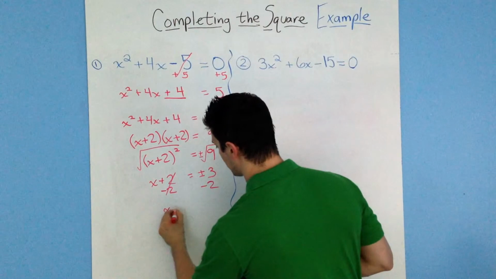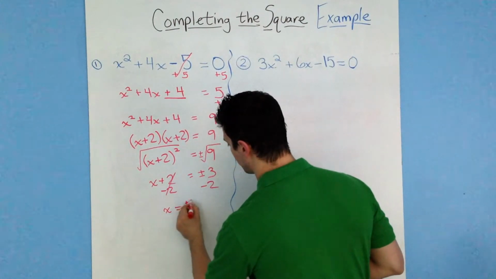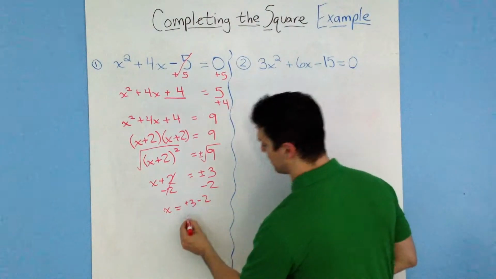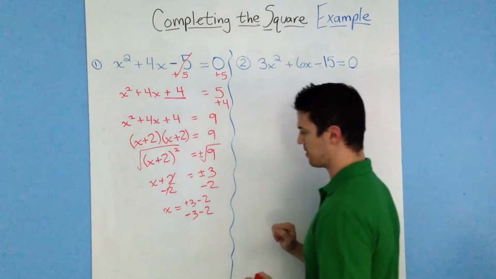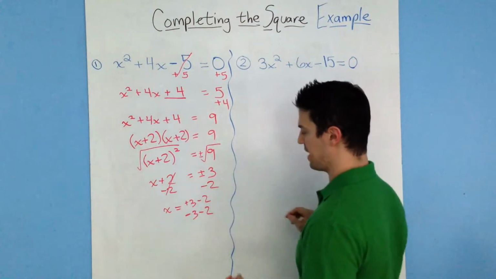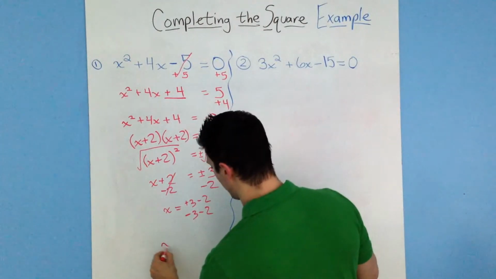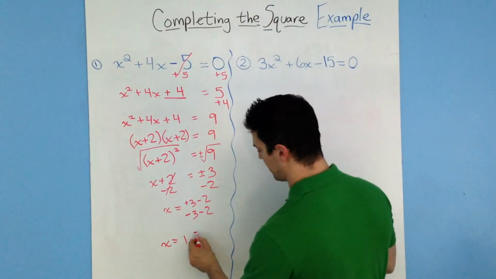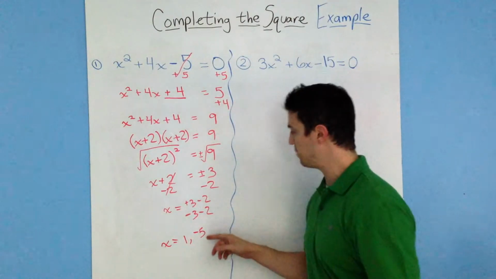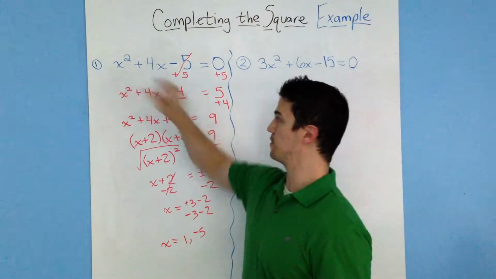And you end up with x is equal to positive 3 minus 2 and negative 3 minus 2, because it's a positive and a negative 3 here. So you have positive 3 minus 2 and negative 3 minus 2. So you end up x is equal to, in this case it's 1, and then in this case right here, it'd be negative 5. So those would be your two answers for x for this problem up here.